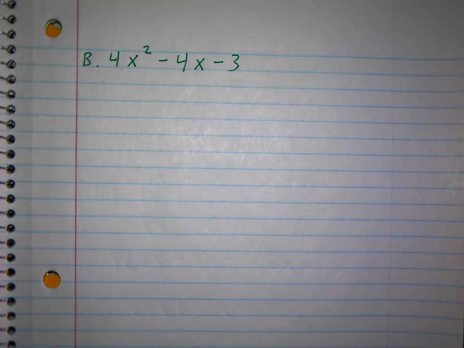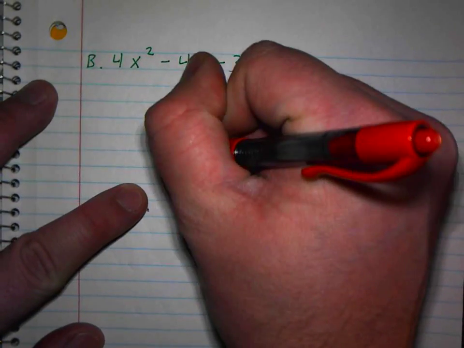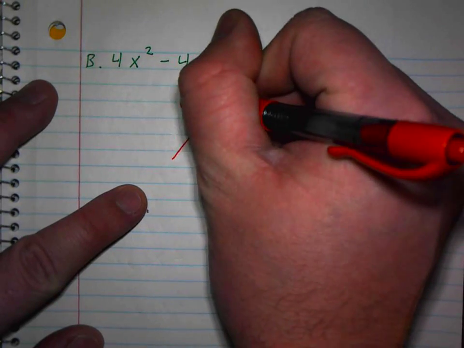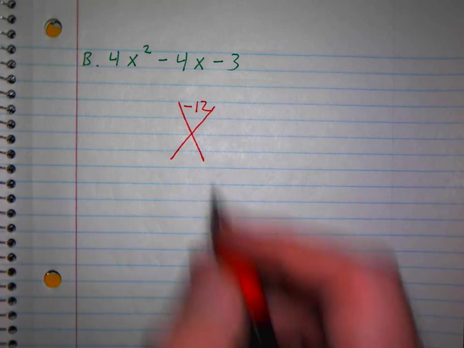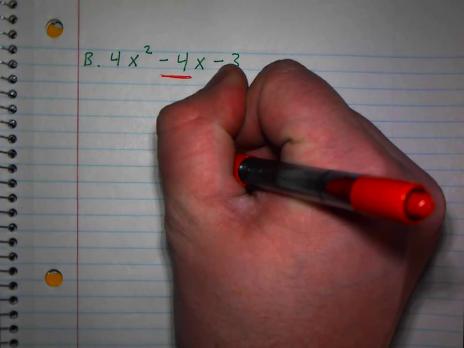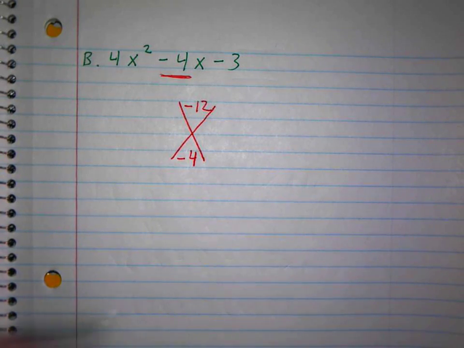So what was my first step? Do you remember? Multiply A times C, right? 4 times negative 3? And then what was my second step? Look at B, negative 4, right? And I'm trying two numbers that multiply to negative 12, but add to negative 4. Well, 6 plus negative 2 is 4. You're close. Negative 6, positive 2, right?